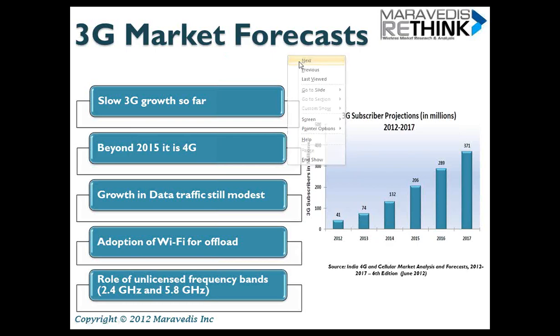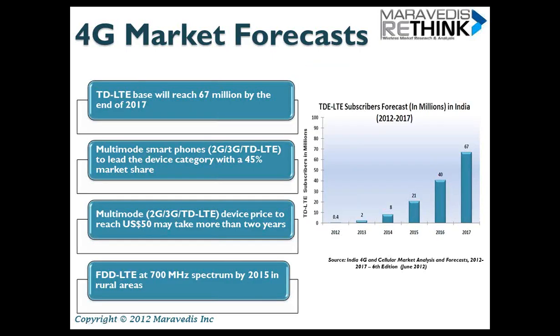Moving to 4G market forecasts, Maravedis-Rethink expects to see some traction on the TD-LTE front in India in the second half of 2013. We forecast the TD-LTE subscriber base in India will reach 2 million by the end of 2013. By the end of 2017, we forecast that India will have a TD-LTE subscriber base of 67 million.